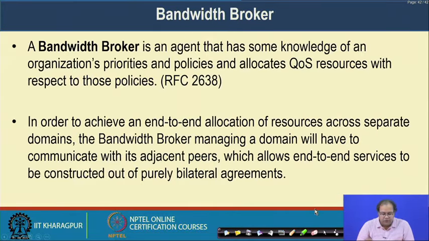Okay. So, the bandwidth broker is an agent that has some knowledge of an organization's priorities and policies and allocates quality of service resources with respect to those policies, as per the definition of bandwidth broker given in RFC 2638. Now, in order to achieve an end-to-end allocation of resources across separate domains, the bandwidth broker managing a domain will have to communicate with its adjacent peers.